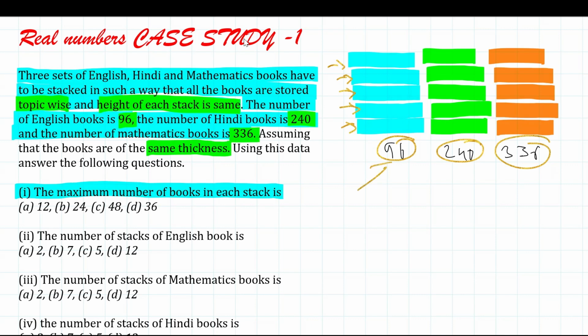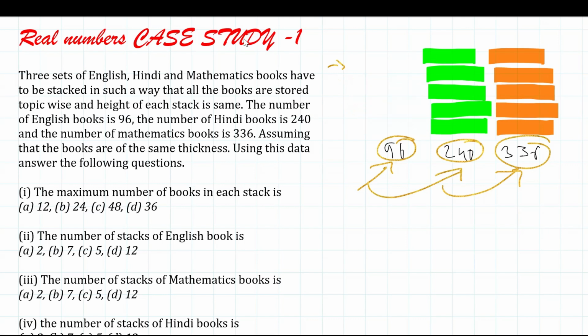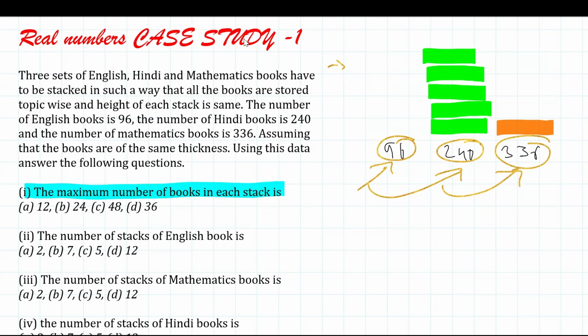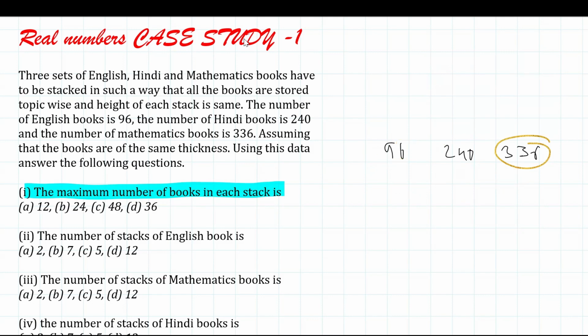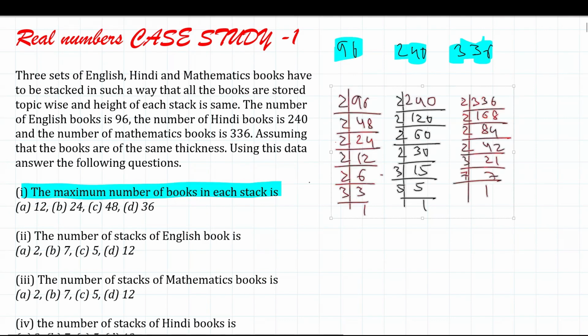And any number which can divide these three exact number of times has to be what? The HCF, right? So what we are going to do is find the HCF for the first part. Here we are talking about the first part. So we will be finding the HCF of these three numbers. For that, we are going to apply the prime factorization method. So this is what we will get after prime factorization.